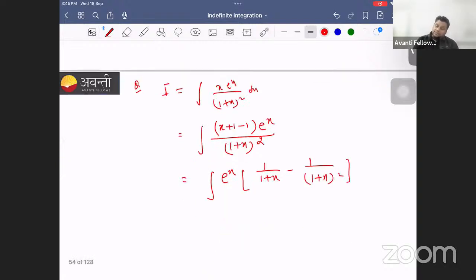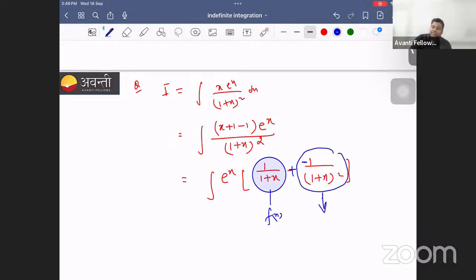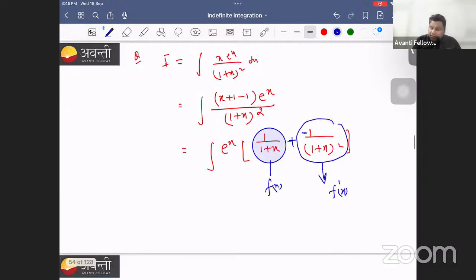Now if you realize, if this is your fx, then take this positive sign, minus sign here. Then this is what, if that is fx, then minus 1 upon 1 plus x whole square is what? F dash x. So answer will be simply what? e to the power x fx. So it is e to the power x upon 1 plus x plus constant. That's it.